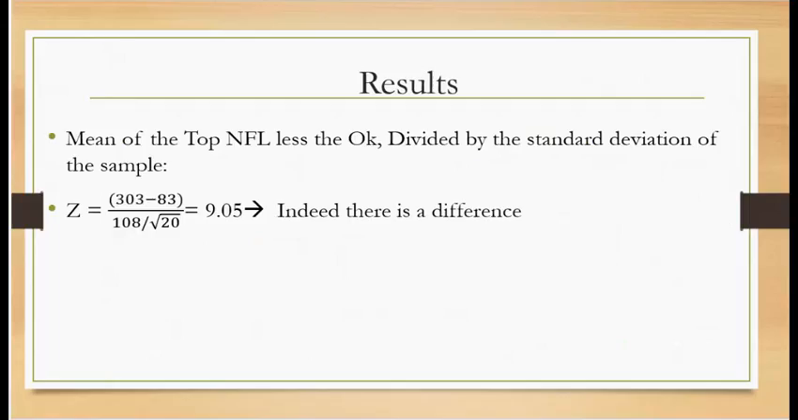So then I just went ahead and calculated the mean of the top NFL less the OK NFL players divided by the standard deviation of the sample, and I found that indeed we had a z-value of 9.05. So that means that we're talking 9 standard deviations away from the mean. So yeah, actually they are really a lot better. So yeah, we pay them a lot more, but they're really a lot better. So I guess we could argue about whether or not what they do is that valuable in our society, but we really cannot argue they are indeed much better than, you know, the average quarterbacks.